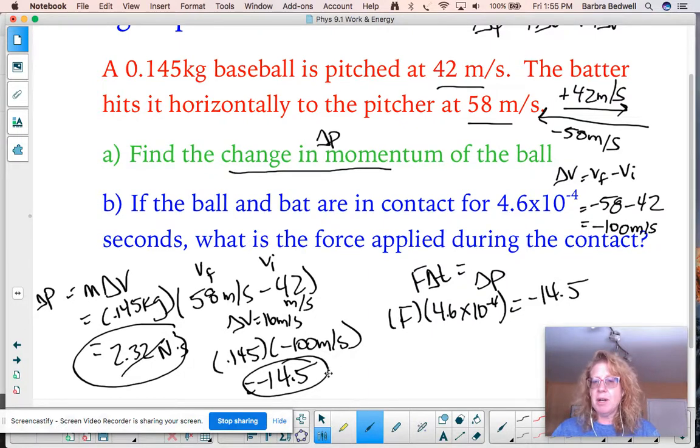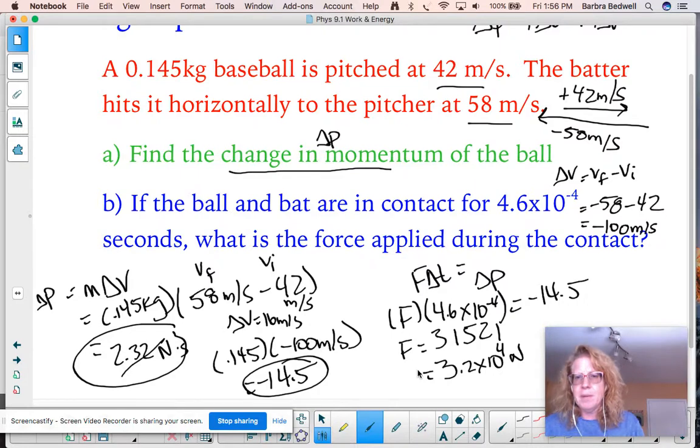Again, I'm going to use my correct value. If you use the other one, you can figure out what this would be. Force would be equal to 14.5 divided by 4.6 times 10 to the negative fourth, which gives a really, really big value, 31521, by the time we do our math on there, which is going to be 2 sig figs, 3.2 times 10 to the fourth, and then force is going to be in newtons. If you gave this a negative sign, that would be correct.